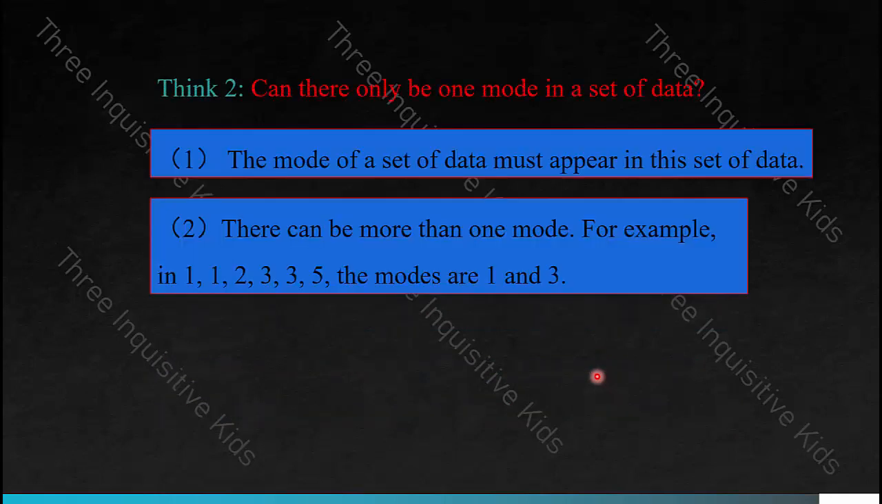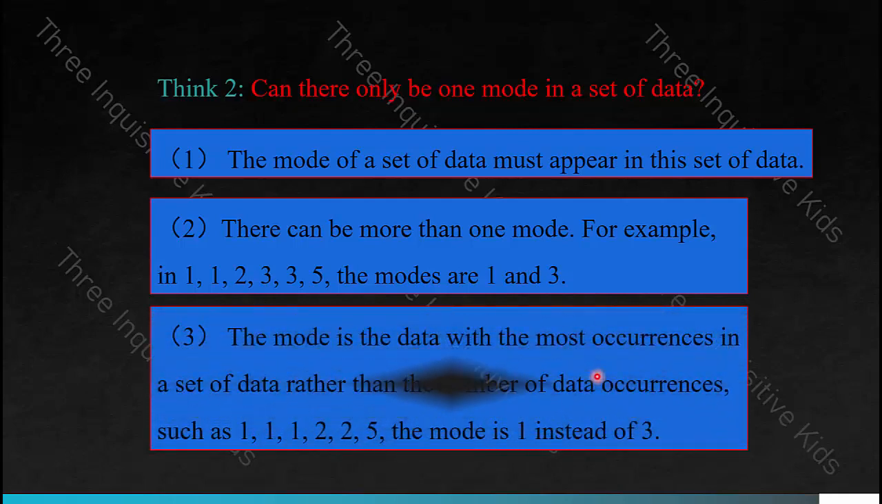Can there be only one mode in a set of data? The mode of a set of data must appear in the set of data, and there can be more than one mode. For example, in 1, 1, 2, 3, 3, 5, the modes are 1 and 3. The mode is the data with the most occurrences in a set of data rather than the number of data occurrences, such as 1, 1, 1, 2, 2, 5. So in here, the mode is 1 instead of 3.